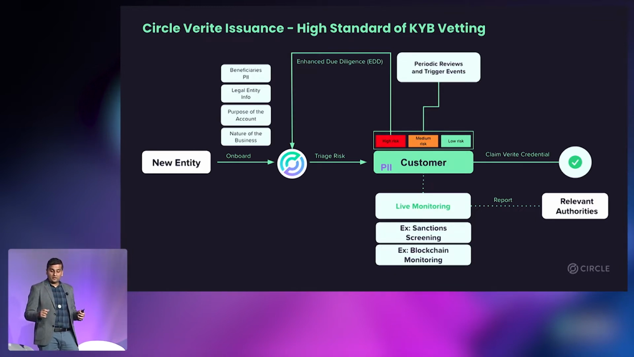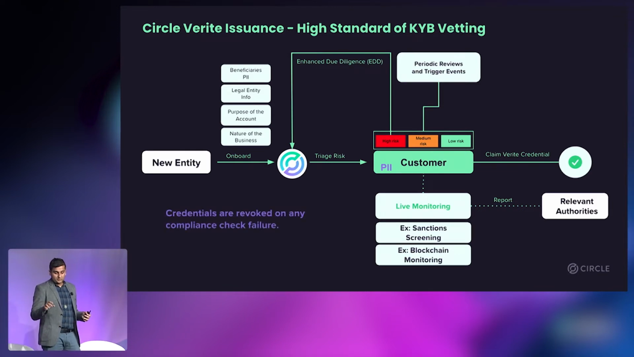In parallel, we have live monitoring on each customer where we're screening them for sanctions, monitoring their blockchain transactions, and proactively reporting any suspicious activities to any relevant authorities. Only after all of these compliance checks have passed can a customer get these Verite credentials. And if any of these checks fail, we revoke those credentials.